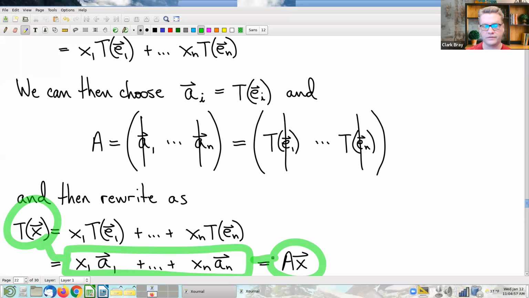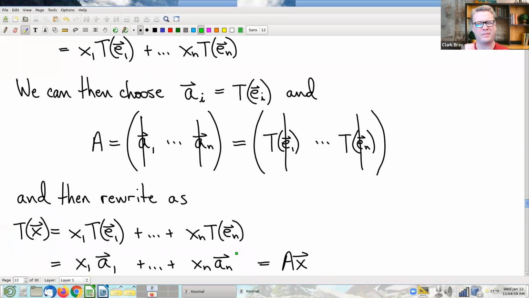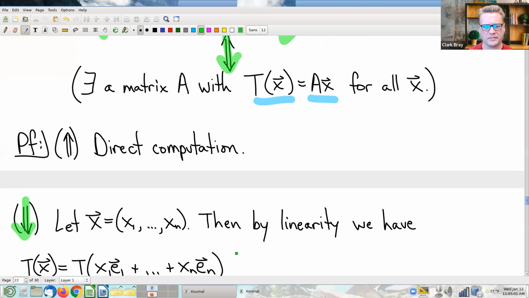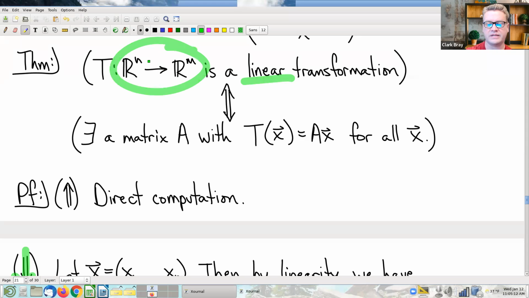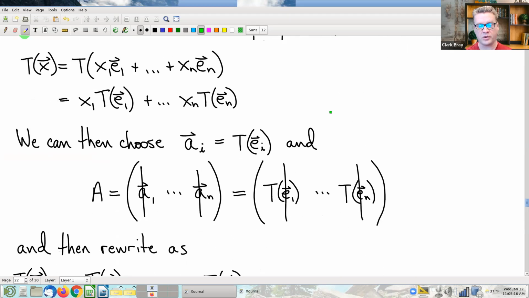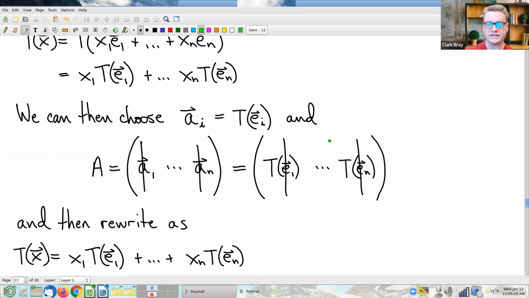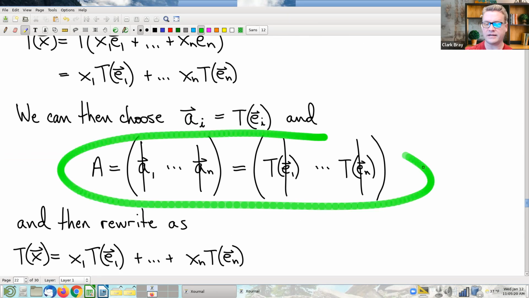Okay, really cool proof, very clever argument, very powerful result. Yes, every matrix is linear, but more importantly, anything linear on the Euclidean spaces is a matrix. And furthermore, here's your fancy formula, explicit instructions for how to find the corresponding matrix. The columns are the images of the standard basis vectors.